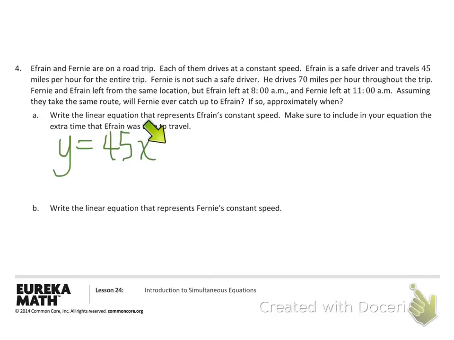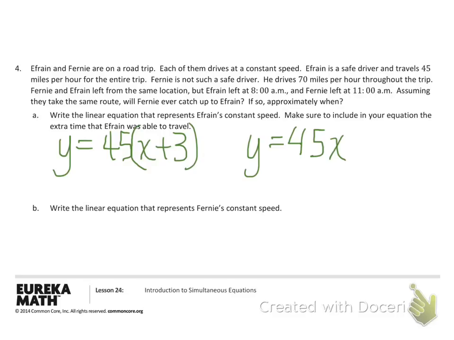But notice we have to adjust this equation because Efren is leaving 3 hours before Fernie. So he's got an extra 3 hours to travel. So we could show that a couple ways. One way is to show that he has 3 extra hours, so his time is the time plus 3. The other way you could think of that is to figure out how far would he have gone in those 3 hours before Fernie leaves at 11.